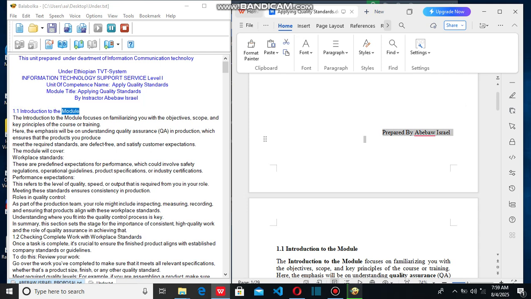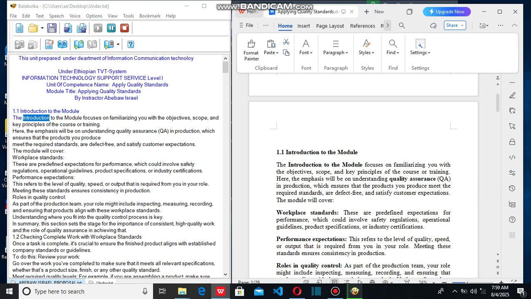1.1 Introduction to the Module. The introduction to the module focuses on familiarizing you with the objectives, scope, and key principles of the course or training. Here, the emphasis will be on understanding quality assurance, QA, in production, which ensures that the products you produce meet the required standards, are defect-free, and satisfy customer expectations.